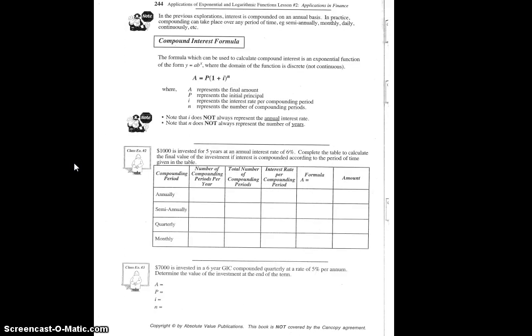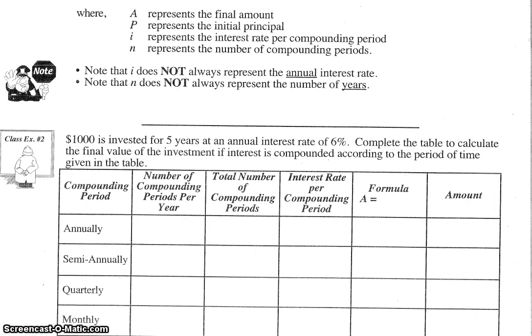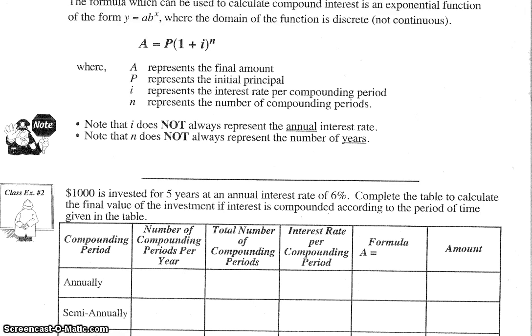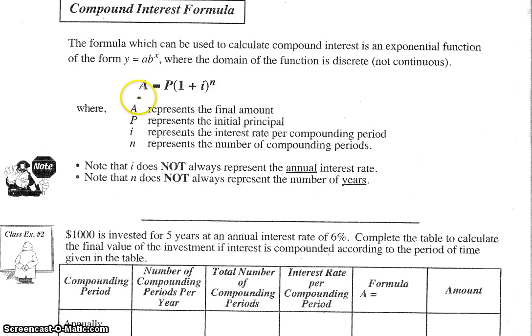Okay, so this page, and we're going to look at some examples after we talk about the formula. Okay, so here's our formula that we're going to use to calculate compound interest. All right, where A represents the final amount and P is the initial amount or the principal initially invested, and I is the interest rate per compound period, and N represents the number of compound periods.